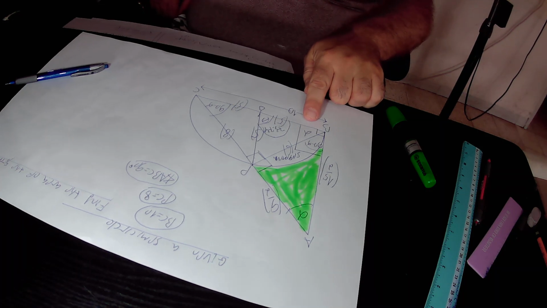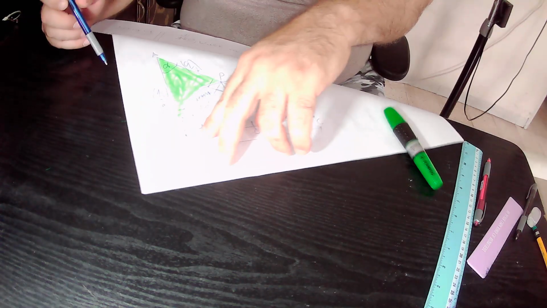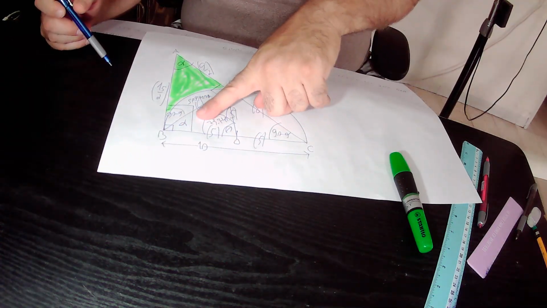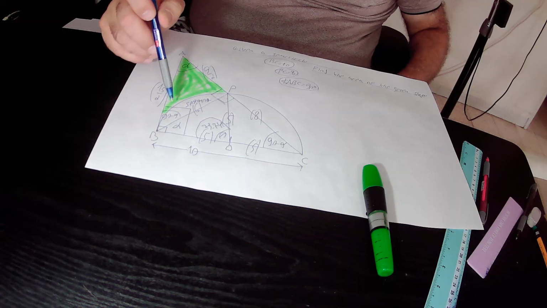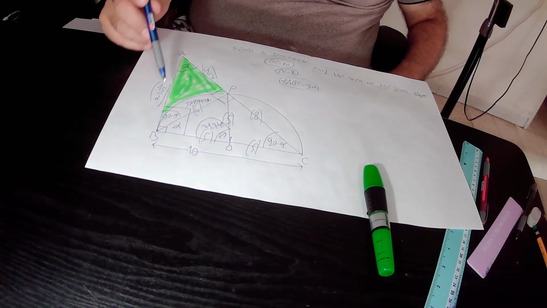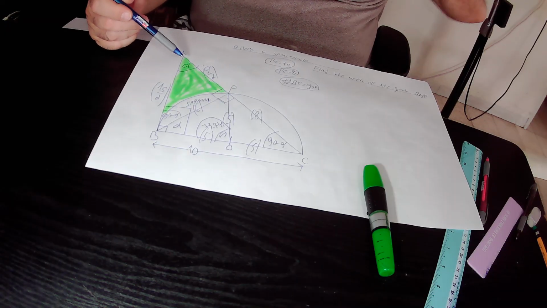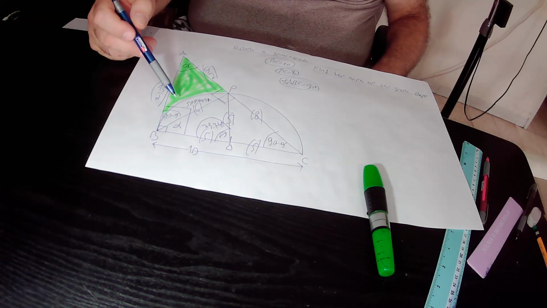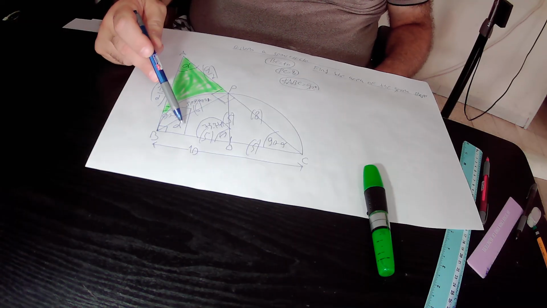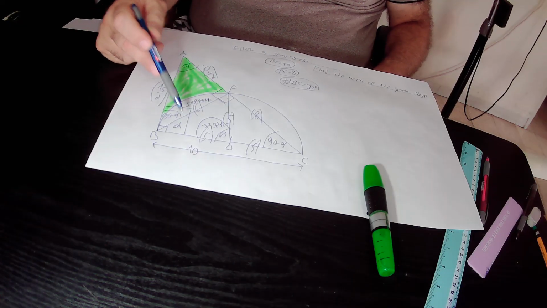Therefore, this missing angle PBC must be equal to 90 degrees minus (90 degrees minus alpha). 90 degrees minus alpha is alpha. Or in another way, you can say that alpha plus 90 degrees minus alpha is 90 degrees, that is the size of the big angle ABC. Therefore, this missing angle must be equal to alpha.